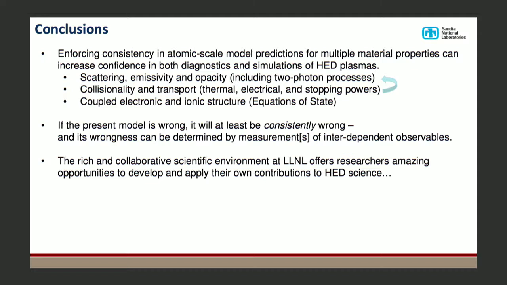And so these include scattering and collisionality in transport, as well as equation of state. And it is a virtue that if the present model is wrong, it's consistently wrong. And it's not fortuitously correct, or it's not correct because you tuned it to be so. And you can determine that wrongness or rightness, maybe, by measuring any one of the interdependent observables.